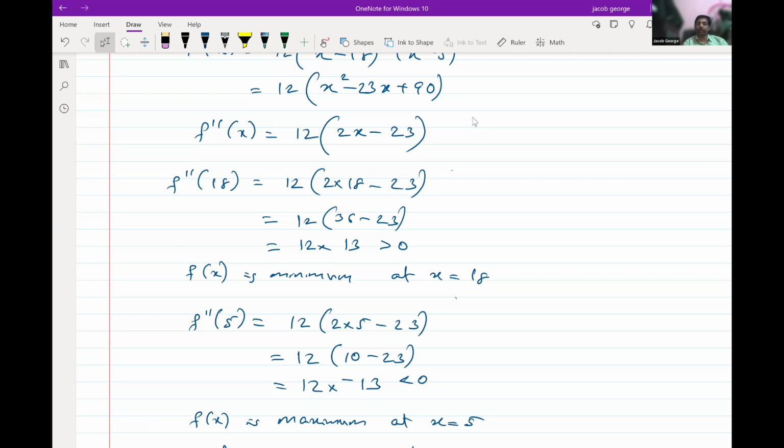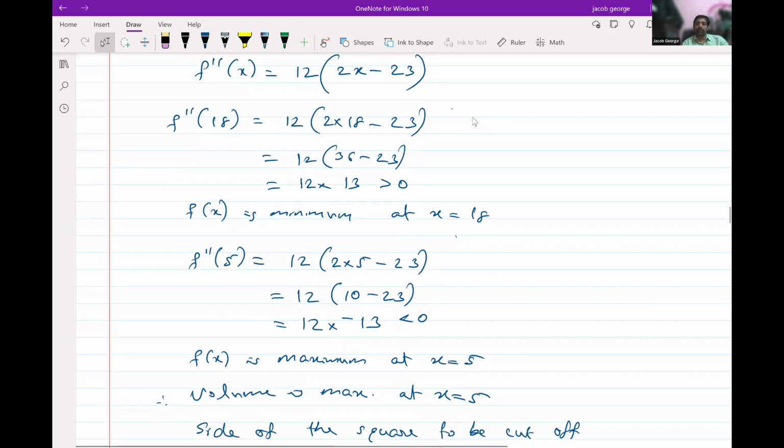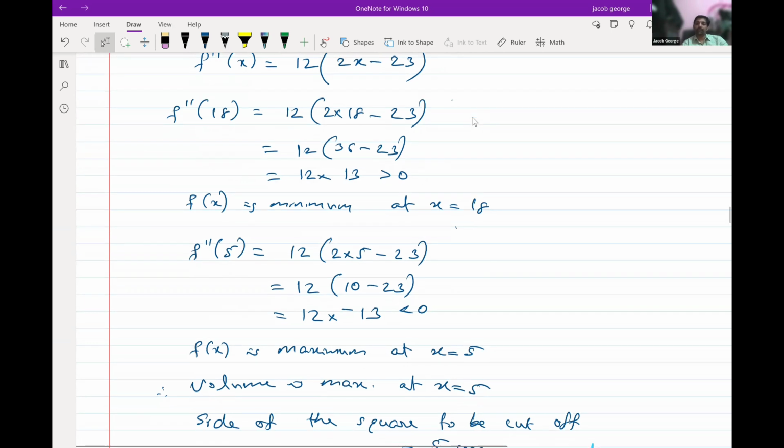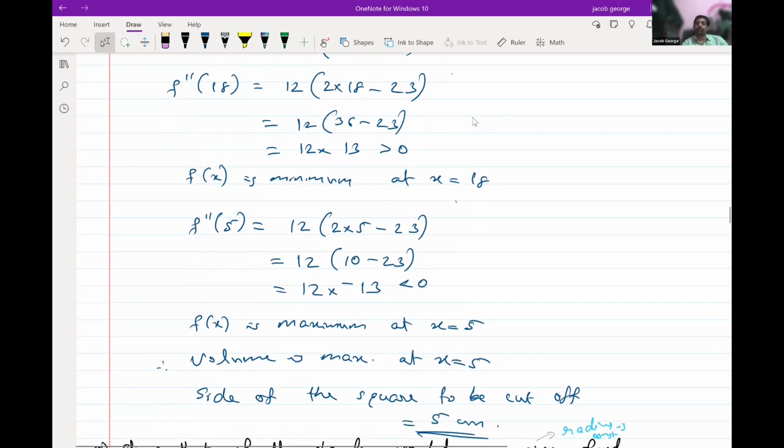I hope you all understood this one. F of x is maximum at x is equal to 5. Okay, and then you will write the conclusion. Therefore, volume of the box is maximum at x is equal to 5. Side of the square to be cut off is 5 centimeter.